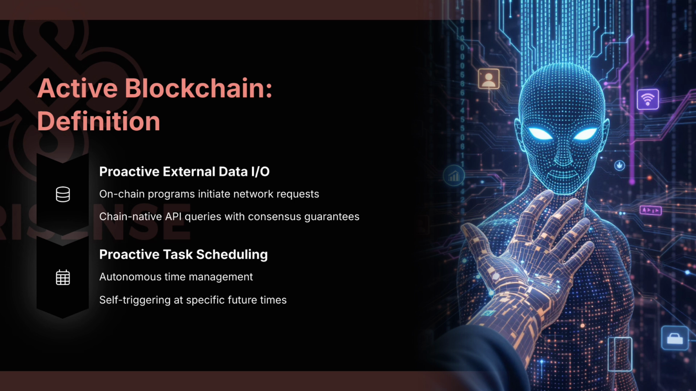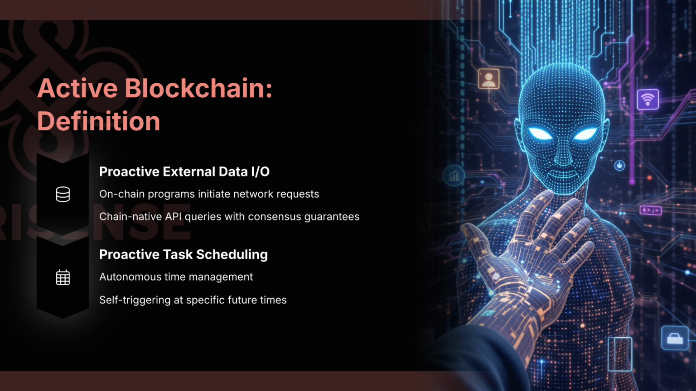This concept includes two main active features. First, there's proactive external data input-output. This means the on-chain program itself can initiate a network request. For instance, an agent program, like a nucleus on Verisense, can directly make an HTTP request to retrieve the most recent prices from a financial API or extract headlines from a news site. This process happens within the blockchain, with the authenticity and integrity of its results ensured by the network's consensus.